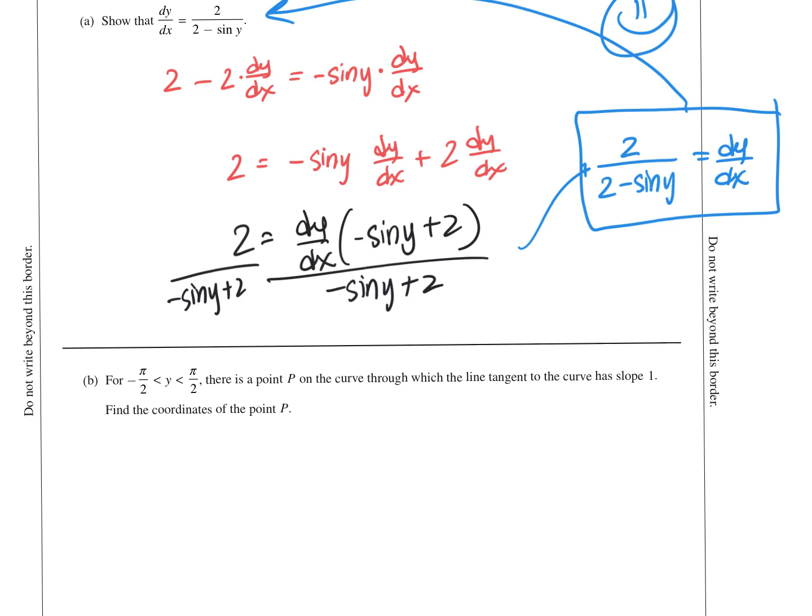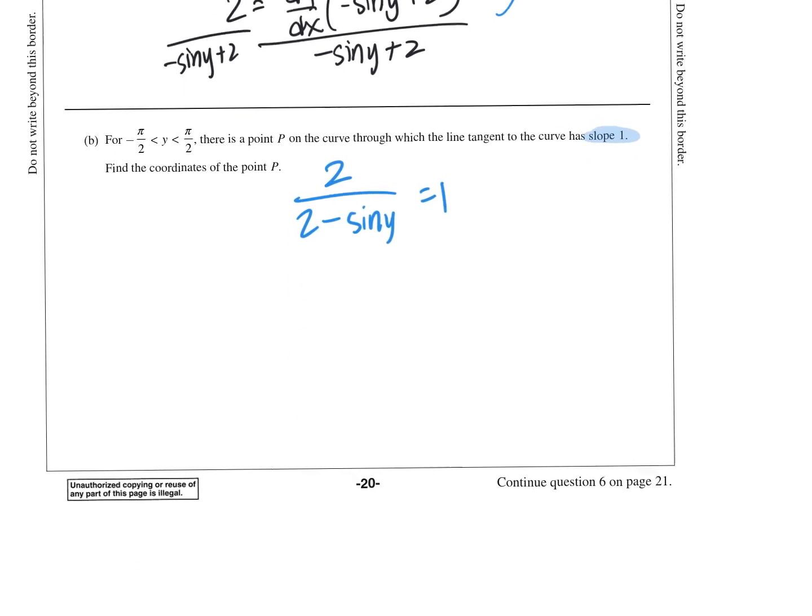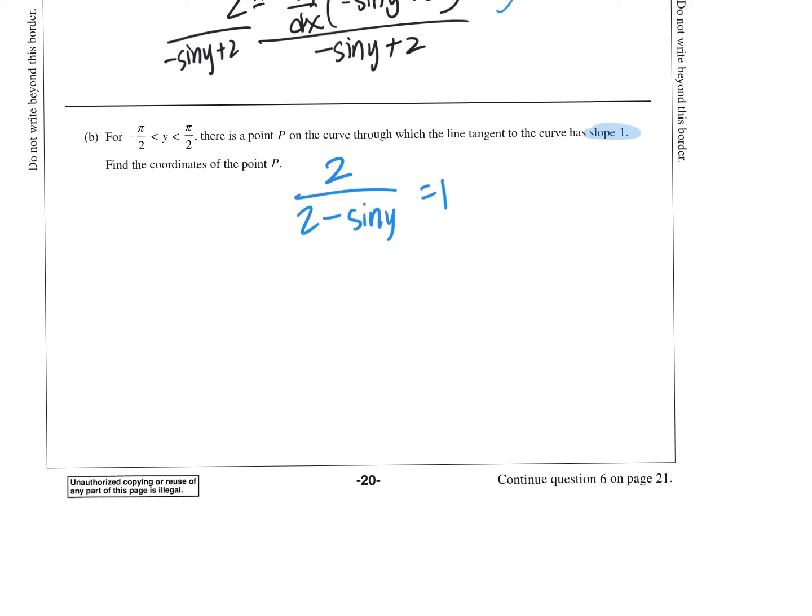Is there a point that the curve has a slope of 1? Okay, the slope of 1. Can we go see if this is ever going to equal 1? Right, because that's my slope. Let's go see if 2 over 2 minus the sine of y is ever going to equal 1. How would you start trying to get y by itself? Yeah, let's multiply by that denominator.